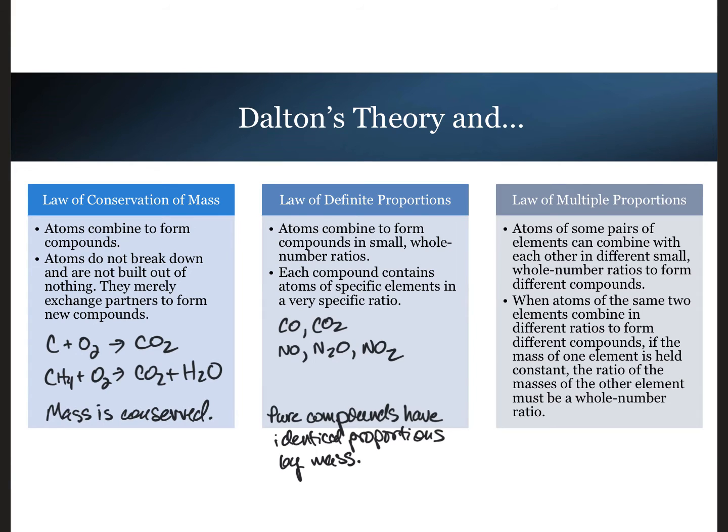The law of multiple proportions demonstrated that atoms of some pairs of elements can combine with each other in different small whole number ratios to form different compounds. When atoms of the same 2 elements combine in different ratios to form different compounds, if the mass of one element is held constant, the ratio of the masses of the other element must be a whole number ratio.